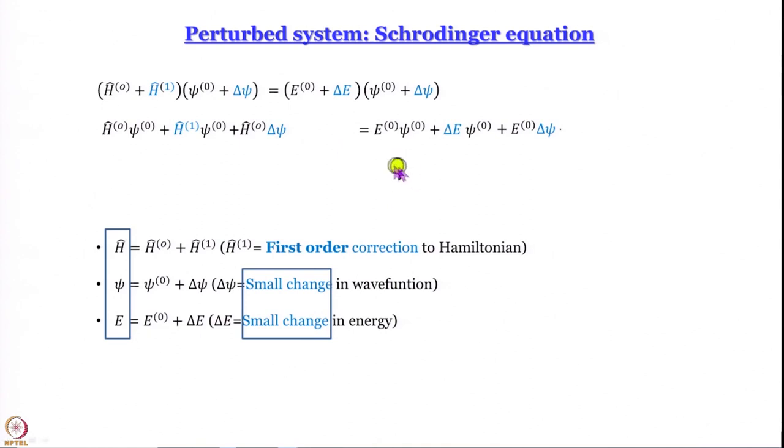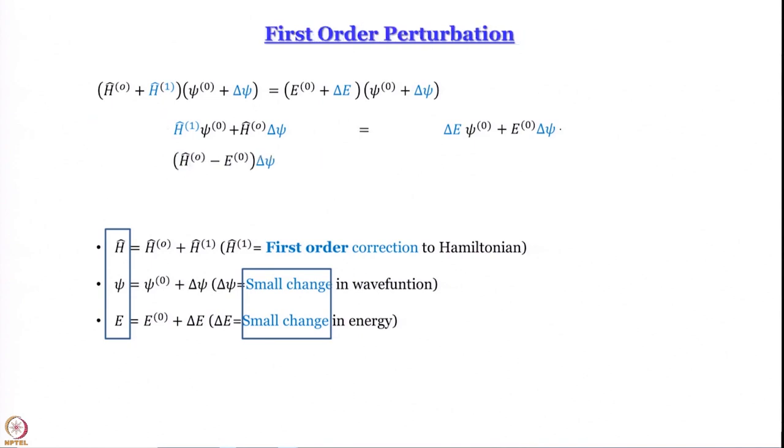right? These are the Hamiltonian, wave function and energy of the unperturbed system. Of course, it is the Schrodinger equation, right? H 0th psi 0th is equal to E 0th psi 0th, that is the Schrodinger equation for the unperturbed system. So, this term on the left hand side is the LHS of the Schrodinger equation for the unperturbed system. This term on the right hand side is equal to the right hand side of the Schrodinger equation for the unperturbed system. They are equal to each other and so they cancel each other. This is great. Starting from 8 terms, we now have 4 terms.